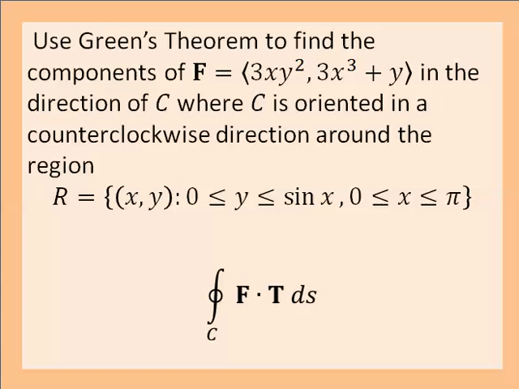First of all, I'd like to get a handle on what that question just said. This is the way that I view the question. We're going to use Green's theorem to find the components of f that are in the direction of the curve C, where C is oriented in a counterclockwise direction around the following region.